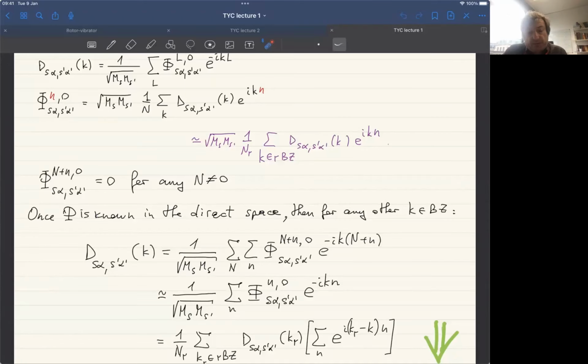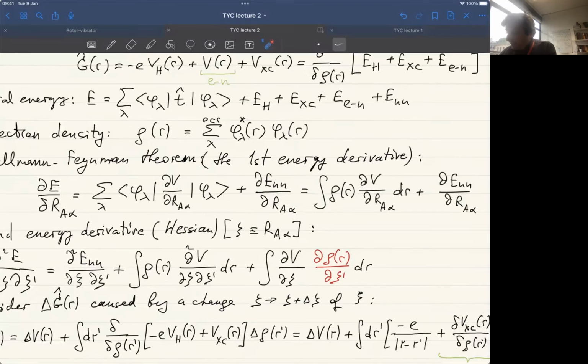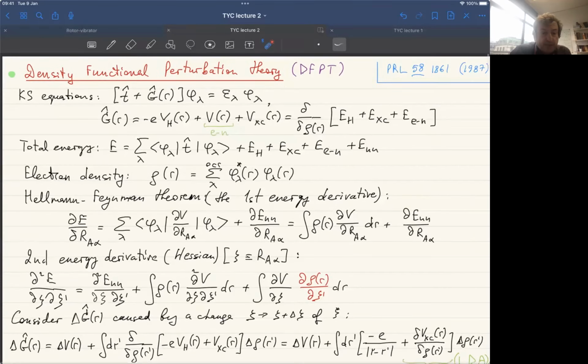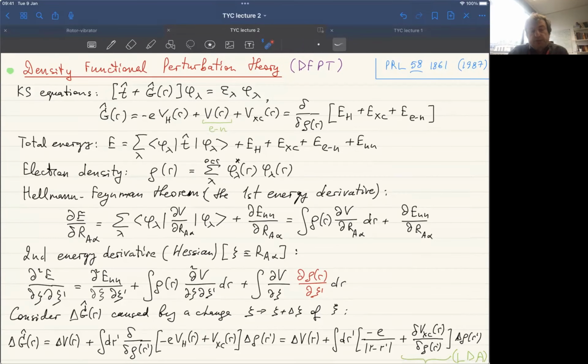idea of this frozen phonon approximation method, and today we shall consider a number of different other methods which can be used to determine vibrations. And one method I wanted to start from is referred to as density functional perturbation theory method, DFPT. There's a lot of references to this method. This was initiated, as far as I remember, by Italian scientists.